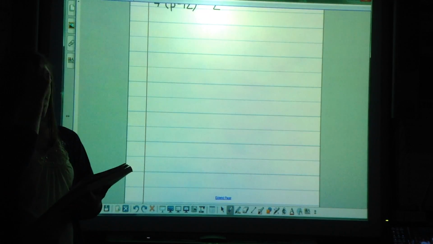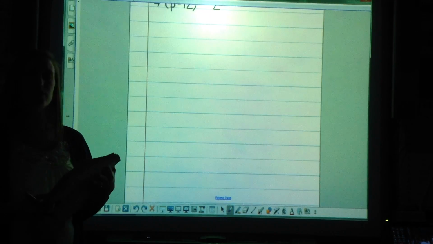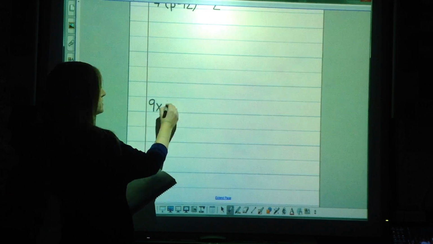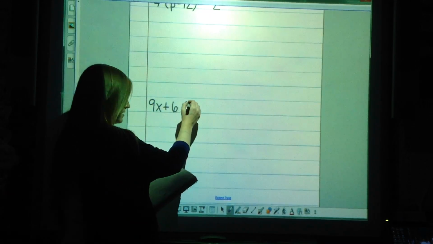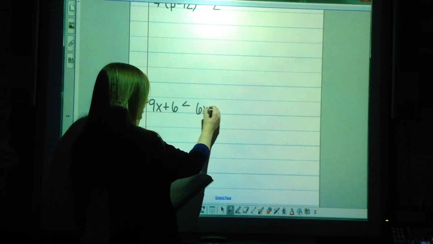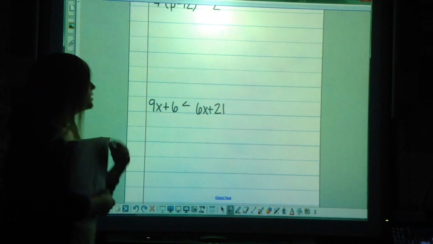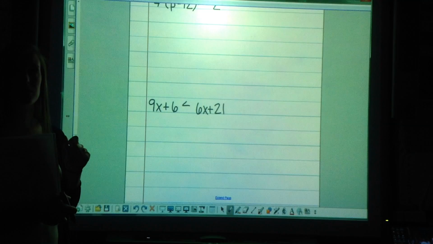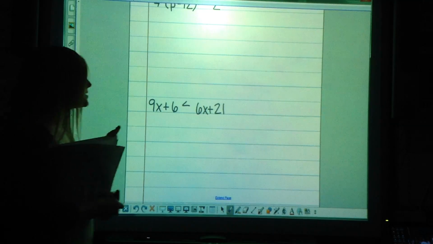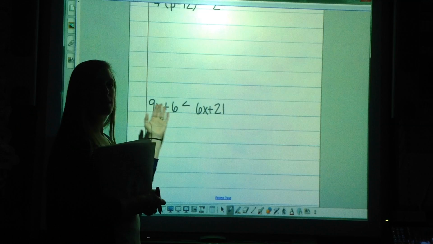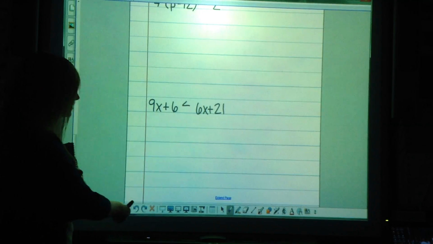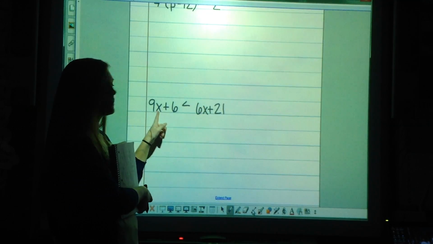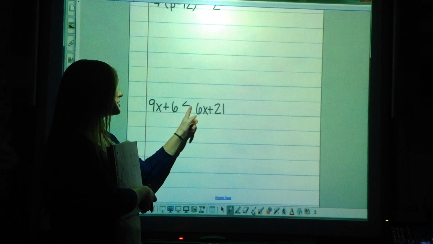Alright, we are going to solve inequalities that have variables on both sides. So our problem says 9x plus 6 is less than 6x plus 21. When you have variables on both sides, your first step is to bring all the variables to one side. It doesn't matter if you collect the variables on the left side or on the right side. I like to keep things positive, so I'm going to bring this 6x to the left side of the inequality symbol. Look at the sign out in front.